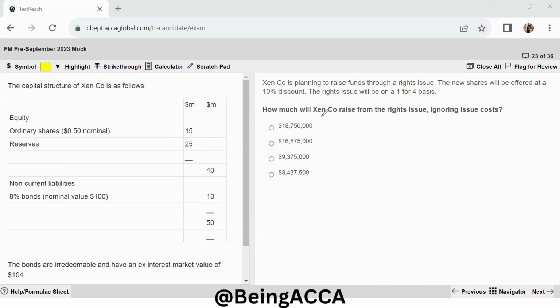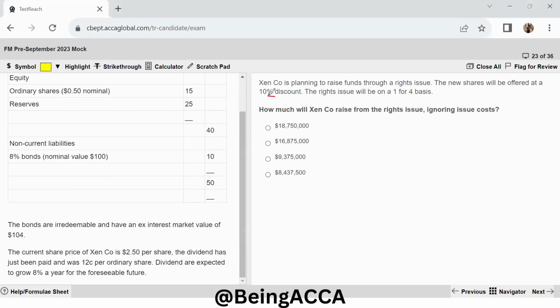So the rights issue price that is given to us is, first of all, the new shares will be offered at a 10% discount. We did have the market value of the shares. The market value of the shares was given to us as $2.5, right?